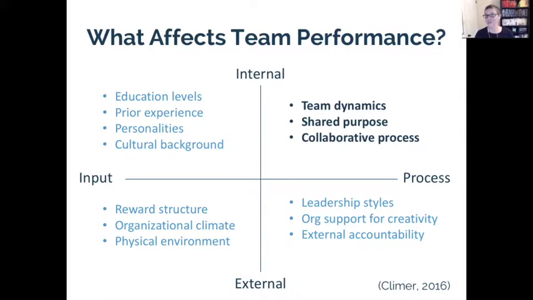But finally, there's internal process. These are things like team dynamics, shared purpose, the collaborative process that the team uses together. So I'm reading all this research and I organize it in these four categories. And what I found out is that the number one factors that impact team performance and creativity are internal process variables.